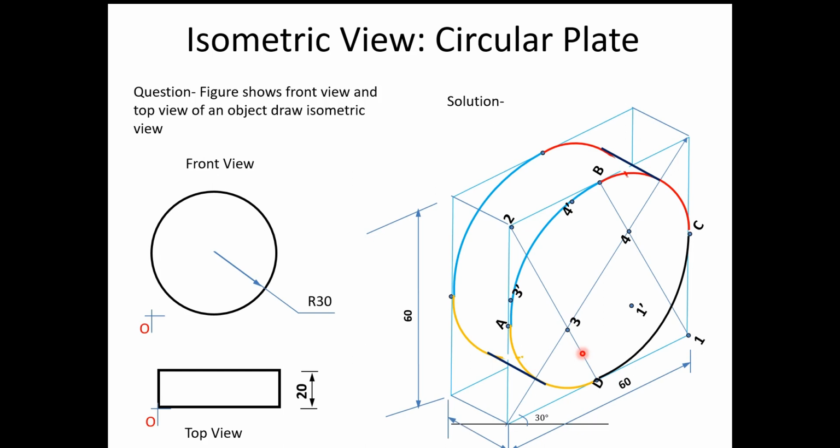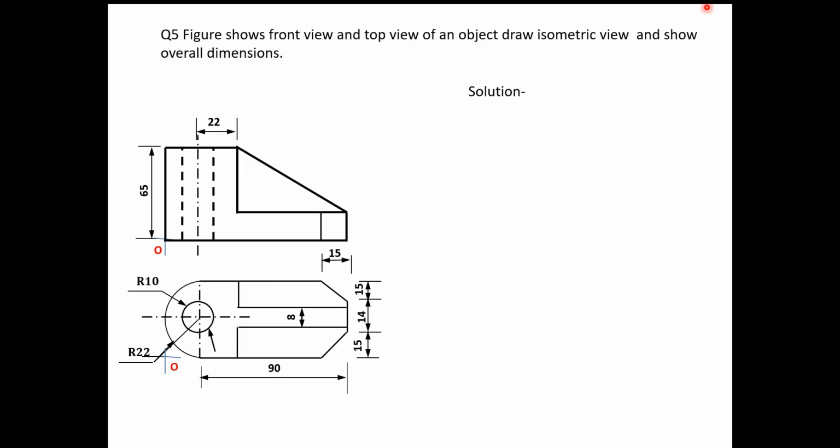Now, next is question number 5. The figure shows the front view and top view of an object. Draw the isometric view and show the overall dimension. Now you can see here, this is the origin.